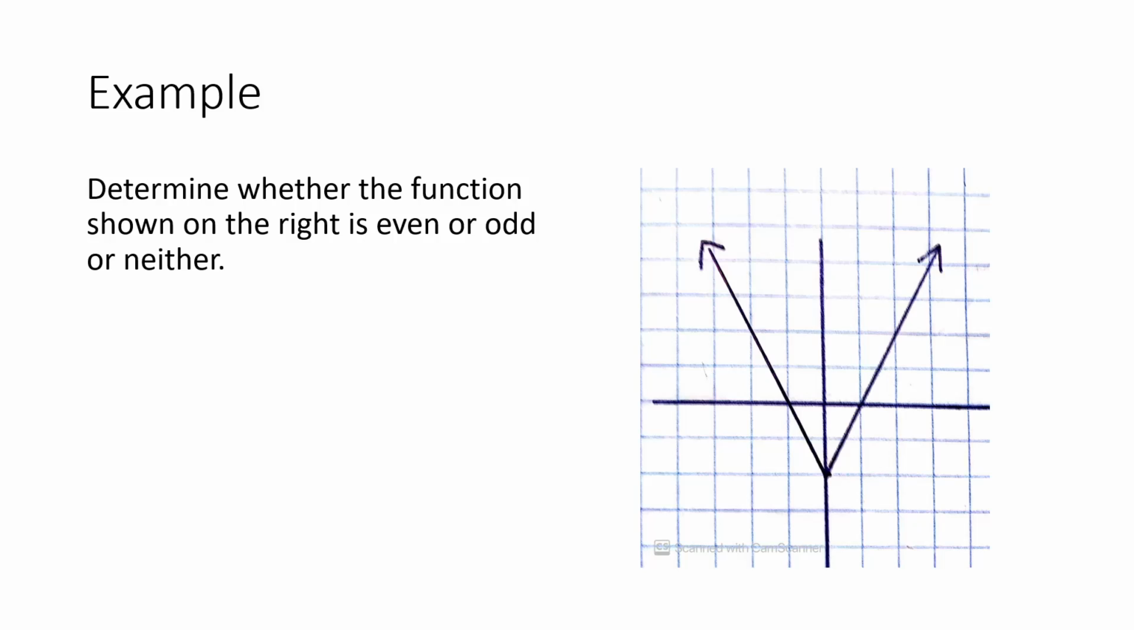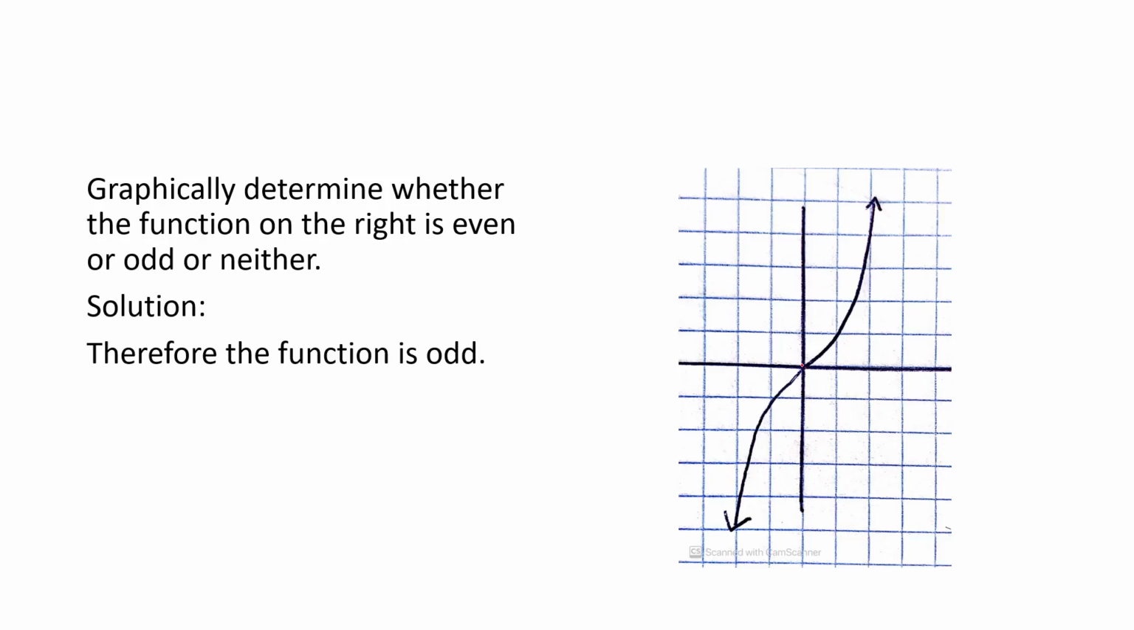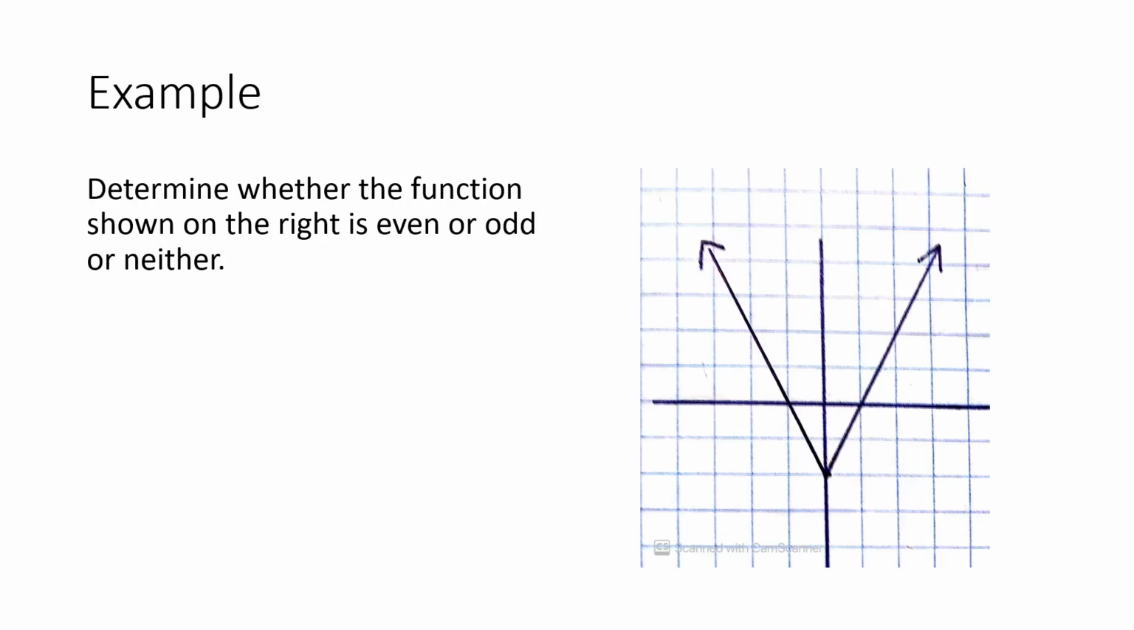Now, to show you what I mean, if we were to take this right portion and rotate it 180 degrees, it would exactly fall onto the left portion. Similarly, if we took that left portion and rotated it 180 degrees, it would exactly fall onto that right portion. Now, let's look at this one. Let's determine whether this is even or odd or neither.